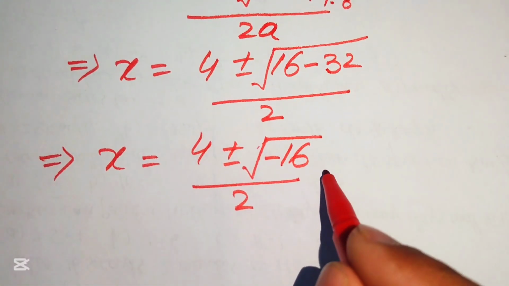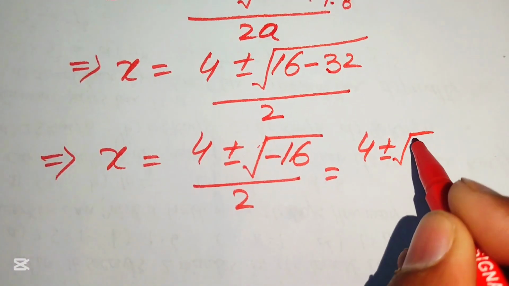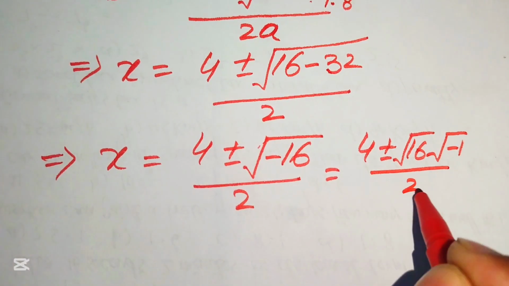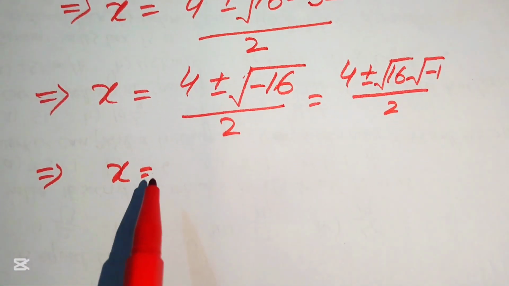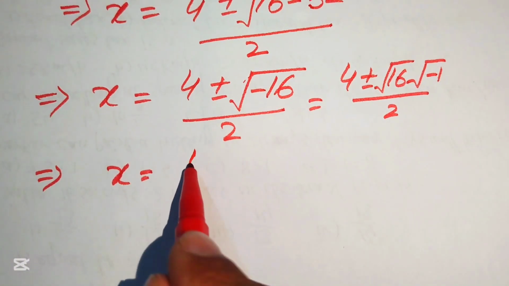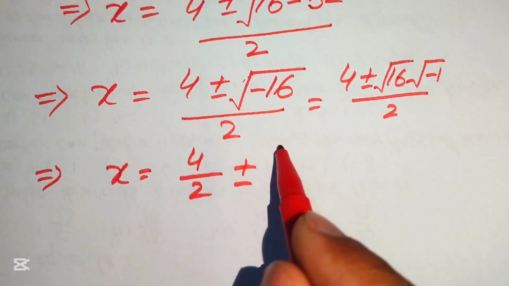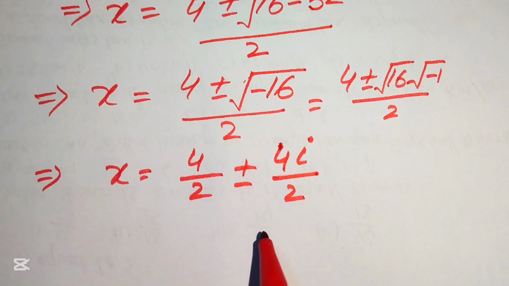So here we need to separate this square root, and it will be written as 4 plus minus square root of 16 into square root of minus 1 divided by 2. So finally we have the value of the roots of x. We need to break this fraction as well, so we write it as 4 over 2 plus minus. We know that the square root of 16 becomes 4. The square root of minus 1 becomes iota, and it is also divided by 2.